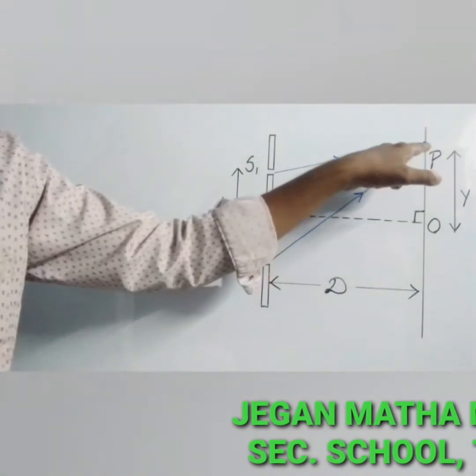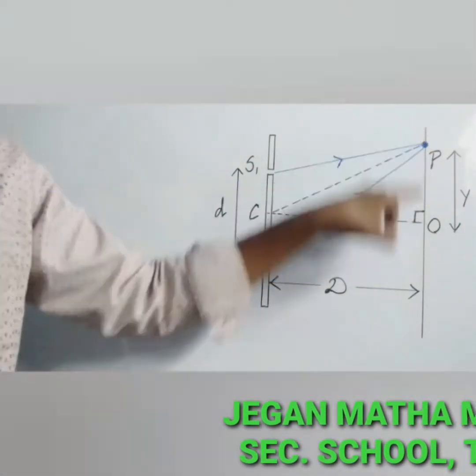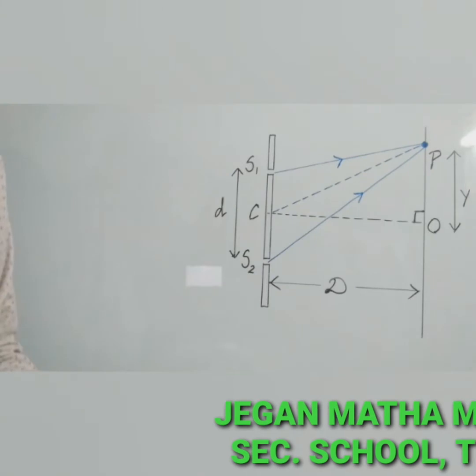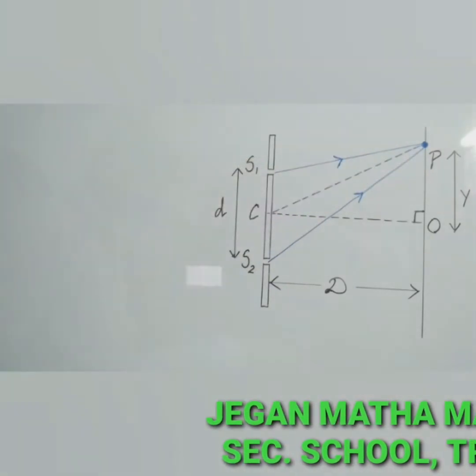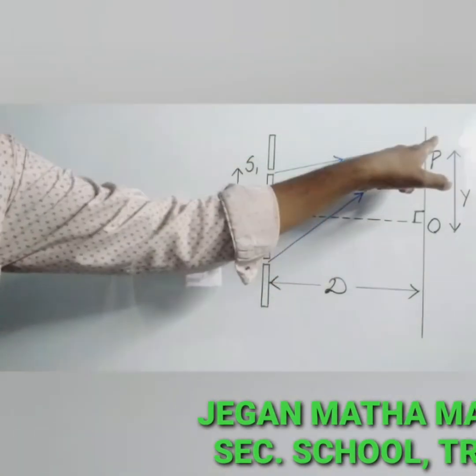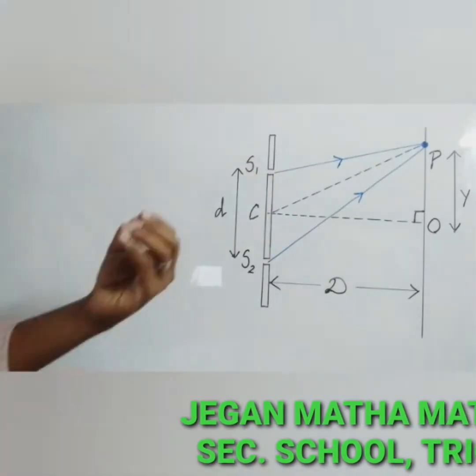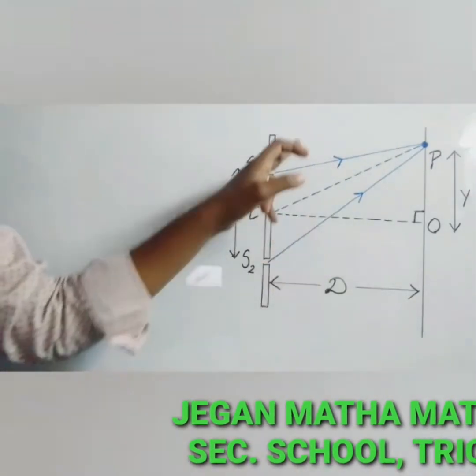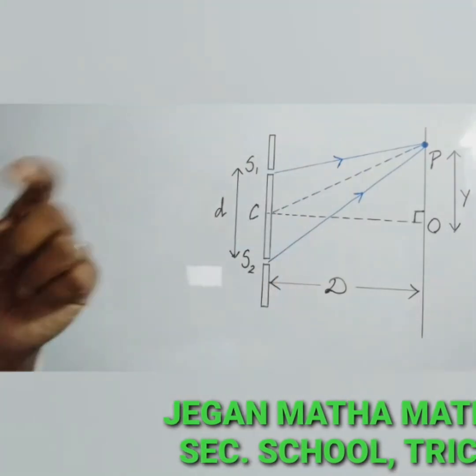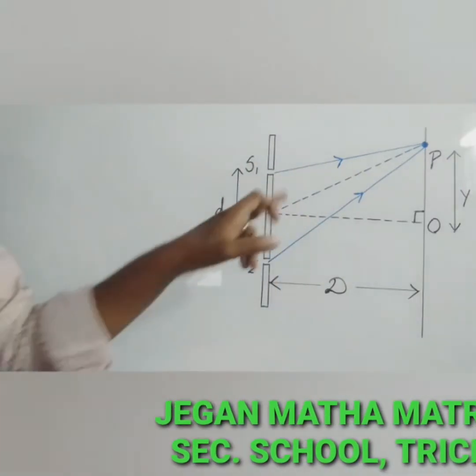P is any point at the distance y from O. The waves from S1 and S2 meet at point P either in phase or out of phase depending upon the path difference between two waves. Here you can understand easily.